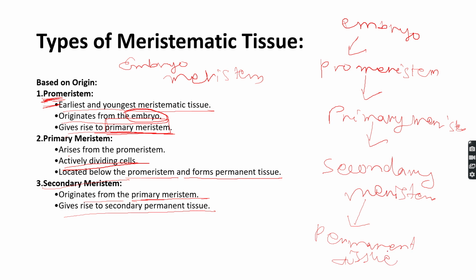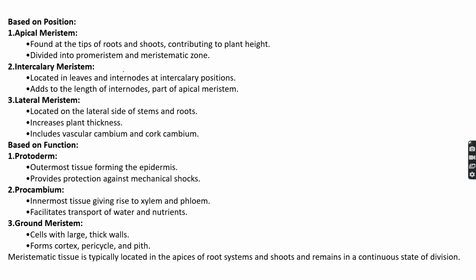Okay, this way the tissue is formed. Now, based on position, the meristem can be divided in three types. One is apical, another is intercalary, third is your lateral. Apical is found in the tip of the root and shoot, contributing to plant height, or you can say plant length.